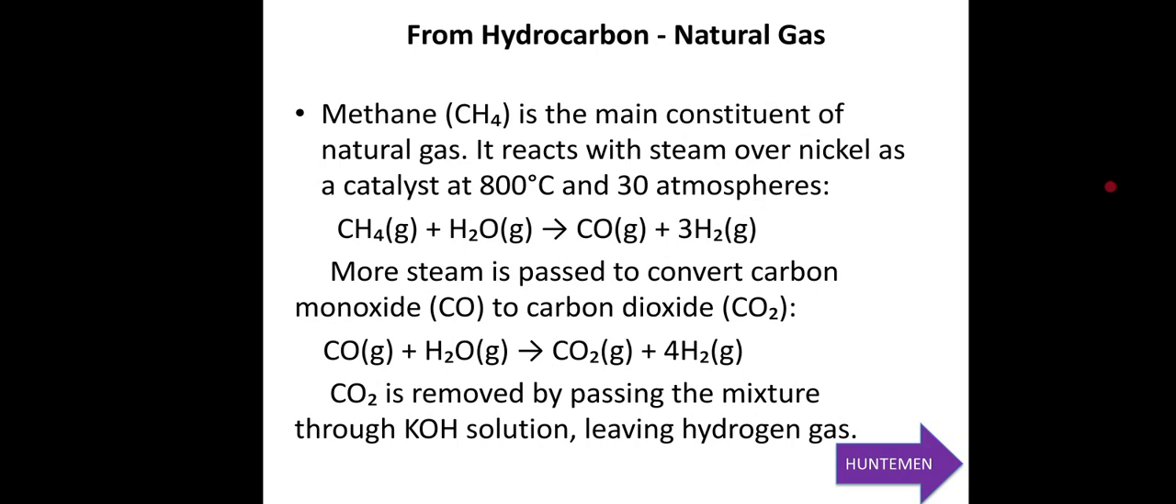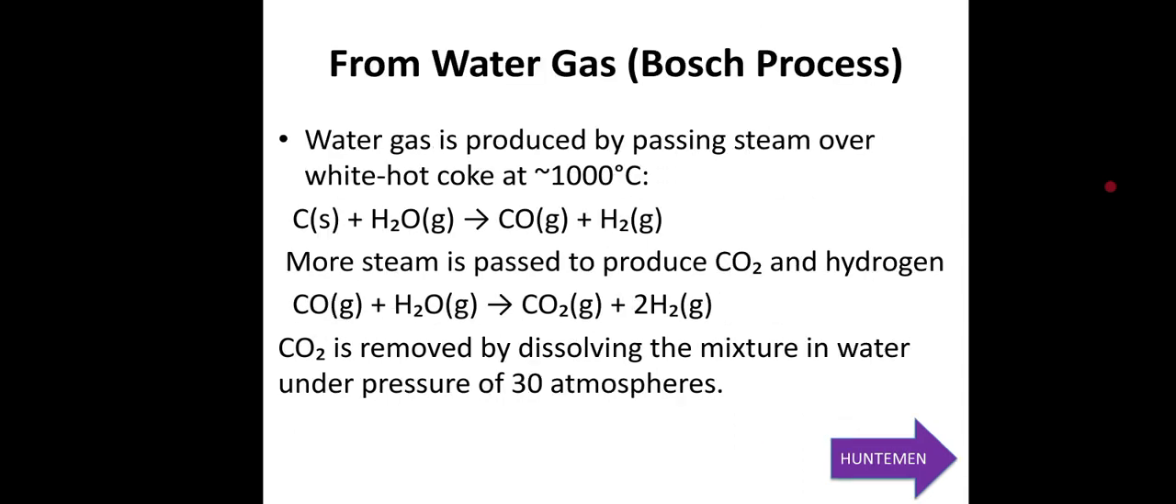More steam is passed to convert carbon monoxide to carbon dioxide. In that case, more hydrogen will be generated again. Carbon dioxide is removed by passing the mixture through potassium hydroxide solution, leaving the dry hydrogen. So in this case, potassium hydroxide is a kind of remover of carbon dioxide.